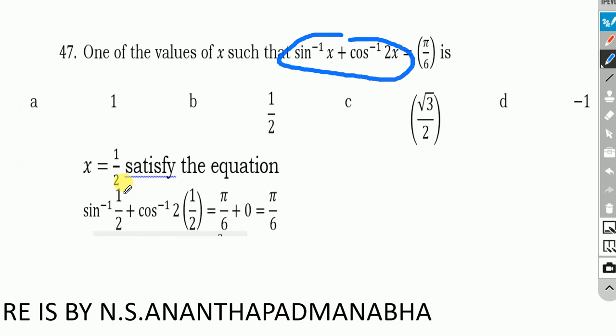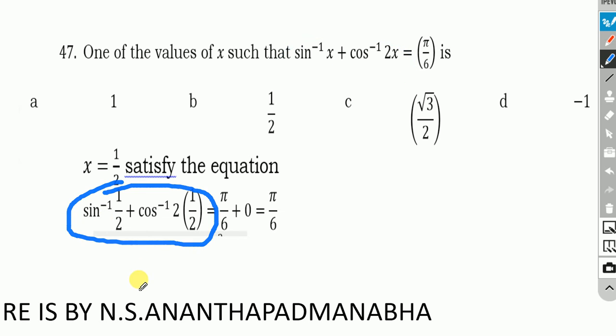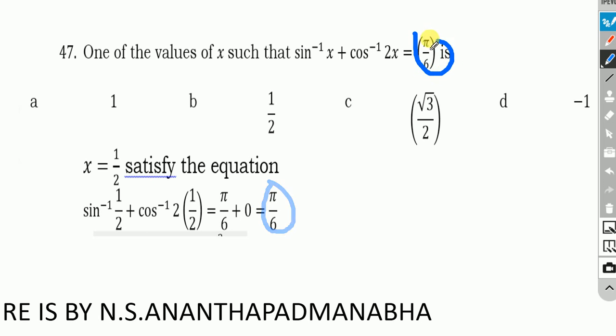Sin inverse of 1 by 2 is pi by 6 and cos inverse of 1 is 0. So I will get pi by 6 as required on the right hand side. Therefore, option B is the right answer.